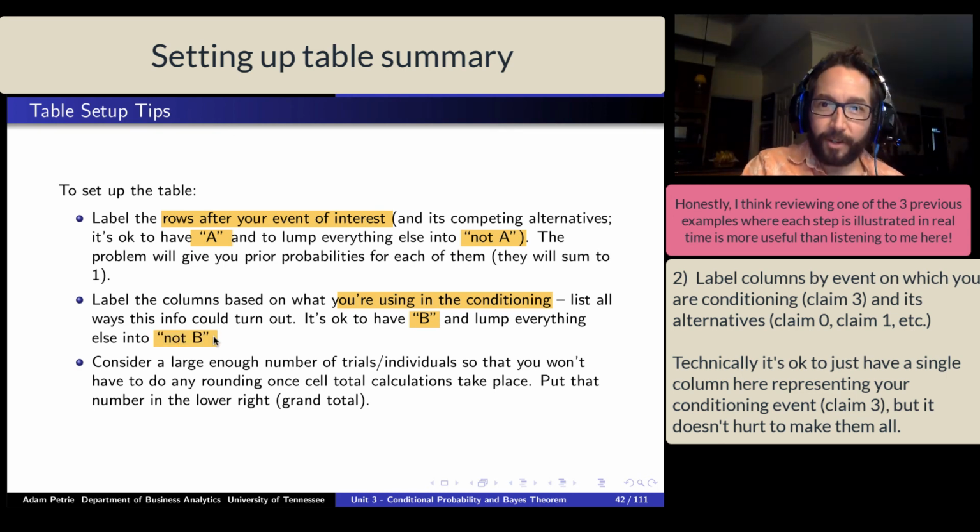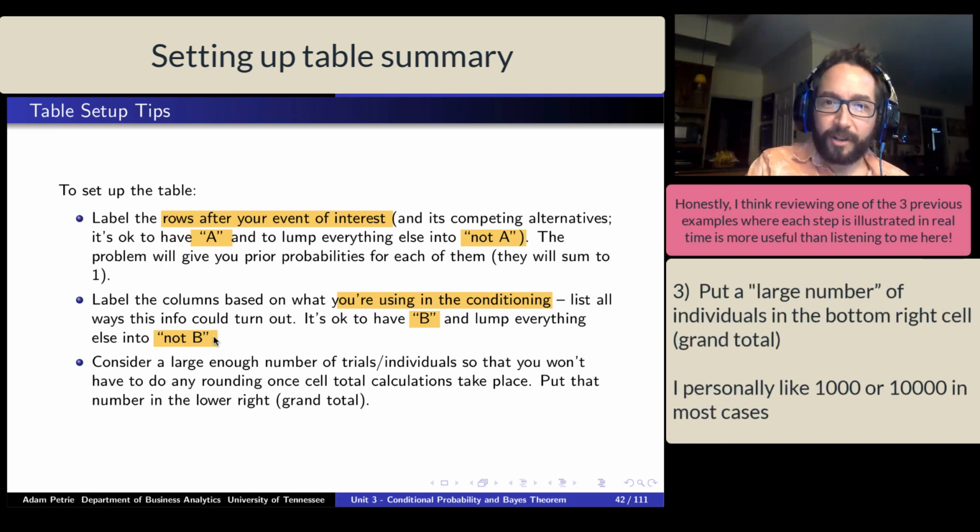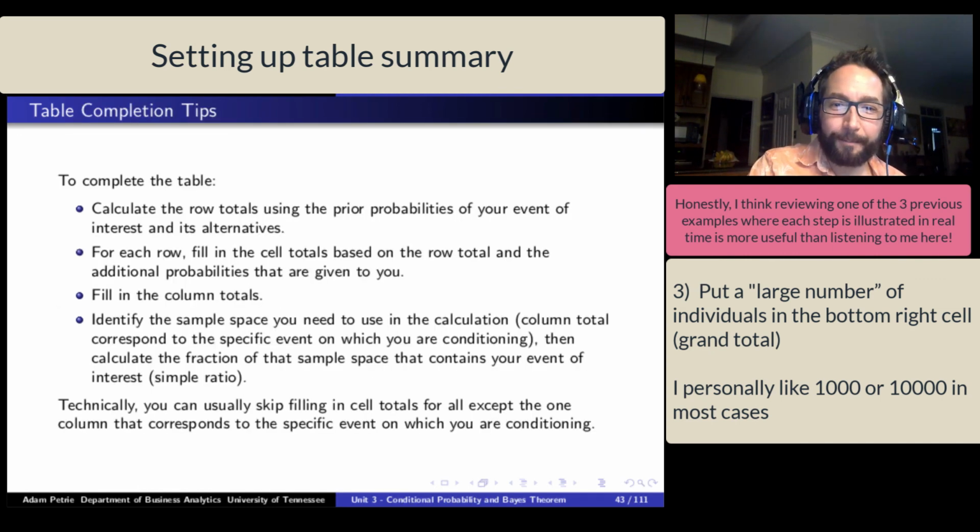And then what you want to do is envision a large enough number of individuals or a large enough number of trials so that the numbers inside the table work out to be nice integers. So as long as it's big enough, you'll be fine. But even if you come out with fractions and decimals, that's still okay.